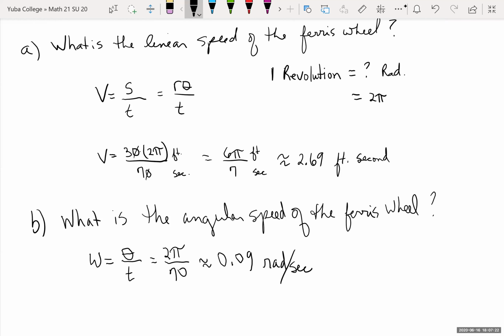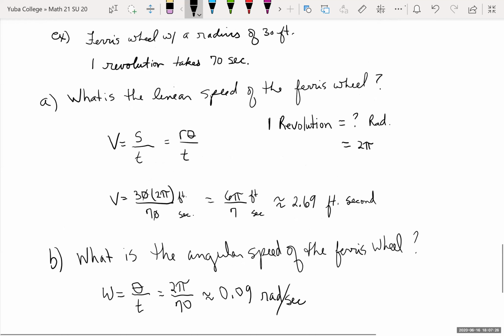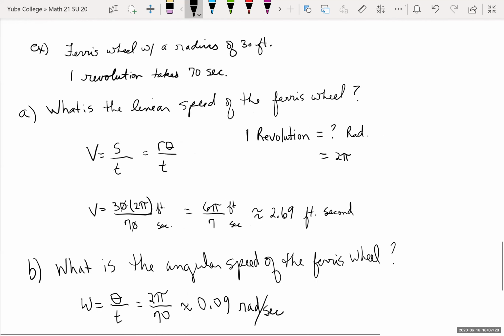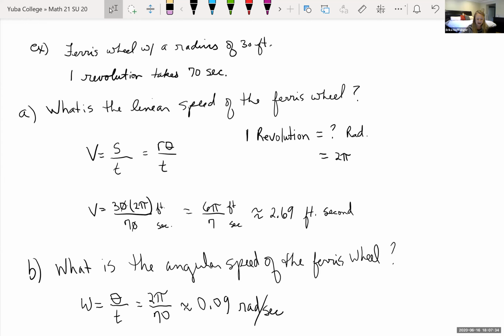Professor, is there a certain formula that you would use? Like in this case, if it's asking angular speed, you would use the omega? Yes, so angular is with omega, the theta over t, and linear is the distance of the arc over t. Oh, okay.